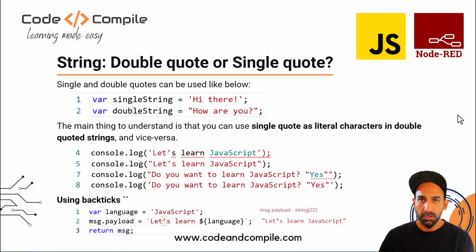All right, now let's talk about string. So there are two ways you can use string in JavaScript. One is double quote, one is single quote. Or you can also use backticks. So I'm going to explain to you how these work, and what the difference is between all of these.